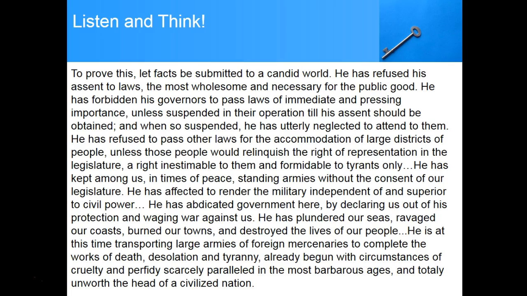He has kept among us in times of peace standing armies without the consent of our legislatures. He has affected to render the military independent of and superior to the civil power. He has abdicated government here by declaring us out of his protection and waging war against us. He has plundered our seas, ravaged our coasts, burned our towns, and destroyed the lives of our people. He is at this time transporting large armies of foreign mercenaries to complete the works of death, desolation, and tyranny already begun, with circumstances of cruelty and perfidy scarcely paralleled in the most barbarous ages and totally unworthy the head of a civilized nation.